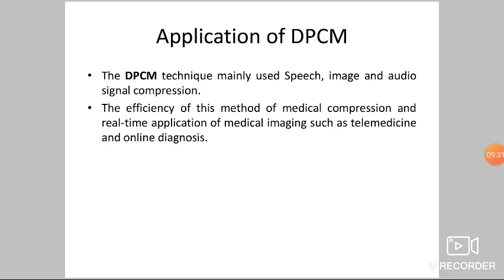Now the application of DPCM. The DPCM technique is mainly used for speech, image and audio signal compression. DPCM conducted on signals with a correlation between successive samples leads to good compression ratios. In an image, there is a correlation between the neighboring pixels. In a video signal, the correlation is between the same pixel in consecutive frames and inside frames. This method is suitable for real-time applications.